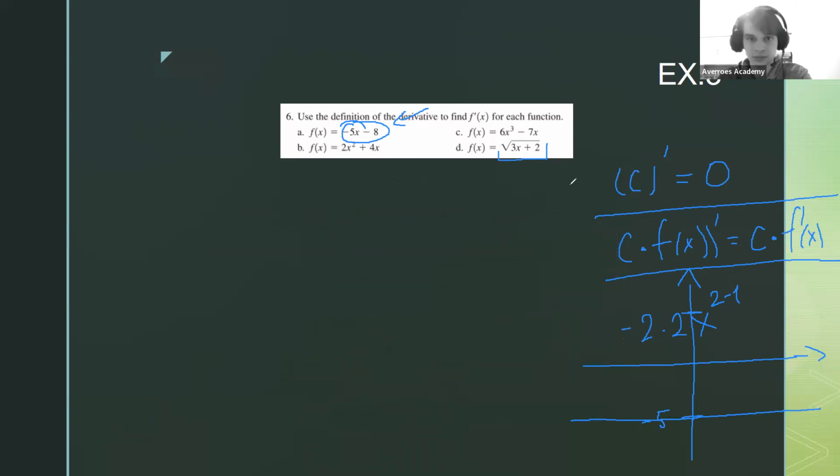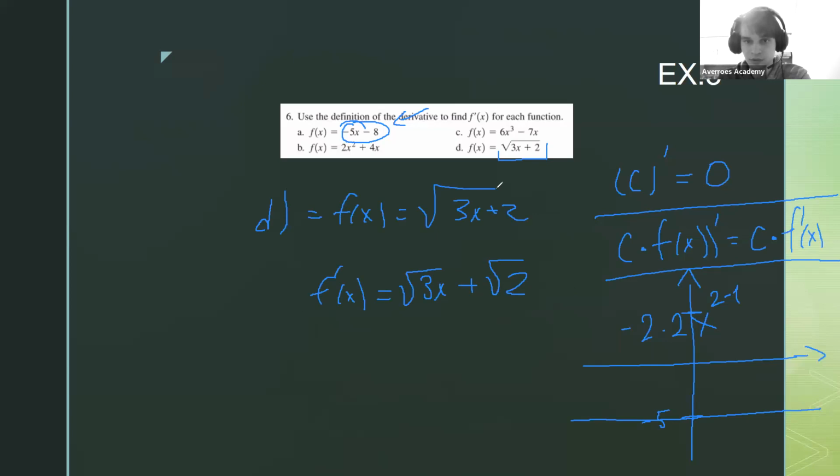Last one, D. f of x equals the square root of 3x plus 2. So the derivative of this one basically would be the root of 3x plus the root of 2, right? Can I distribute it like that?